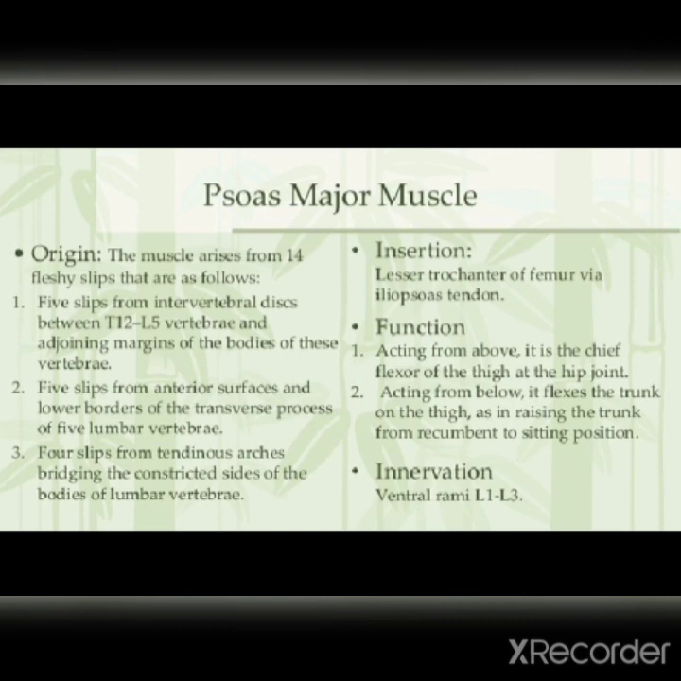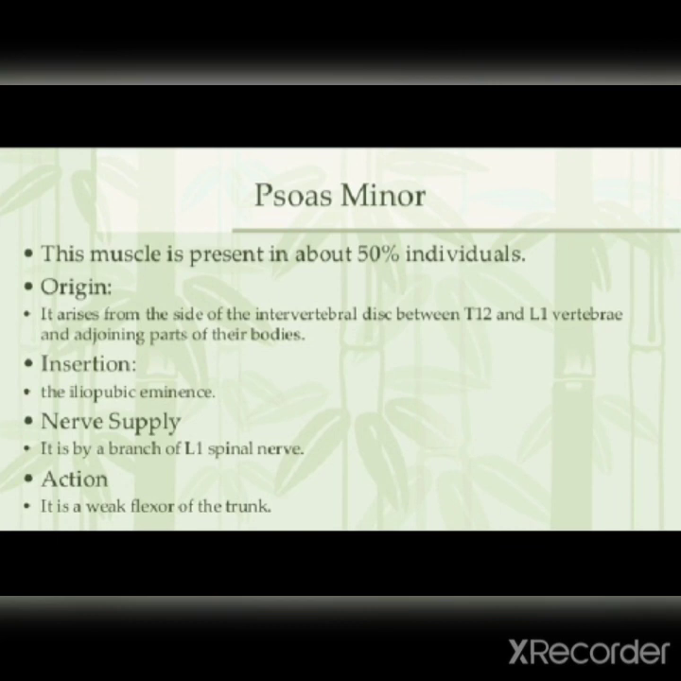Now the psoas minor muscle. This muscle is present in only about 50% of individuals; the other individuals are absent with this psoas minor muscle. Its origin is from the side of the intervertebral disc between T12 and L1 vertebrae and adjoining parts of their bodies.